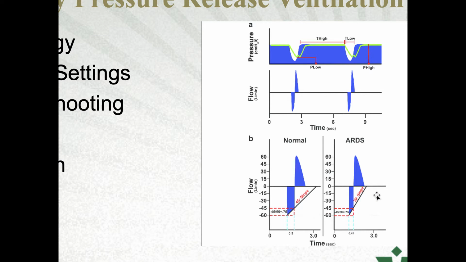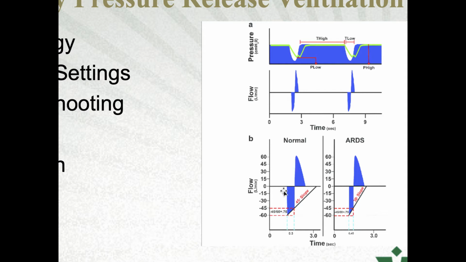But again, all things considered, if you're air trapping too much and you're causing all these issues, you just have to adjust accordingly. But I think it's better to err on the side of a shorter T low versus a higher one to protect the lungs.